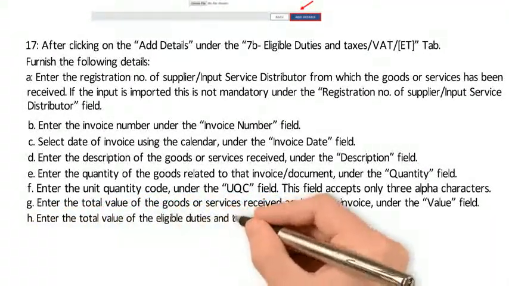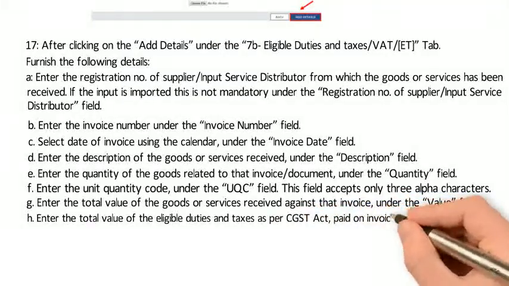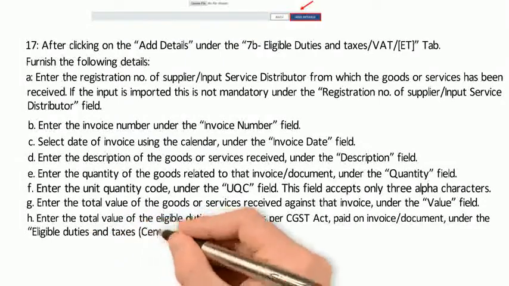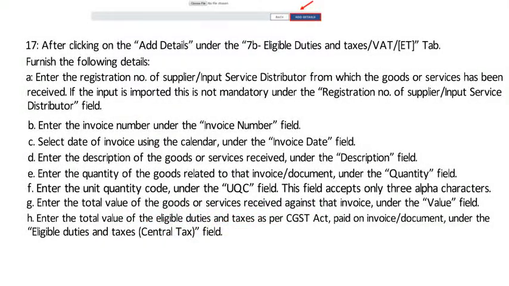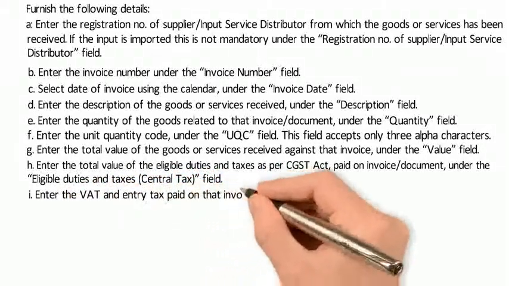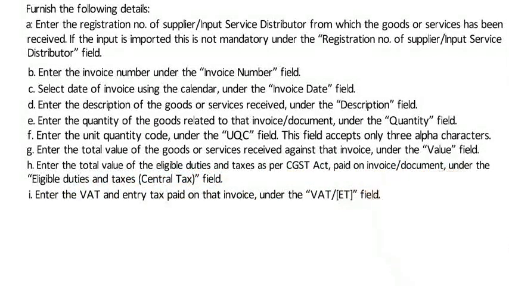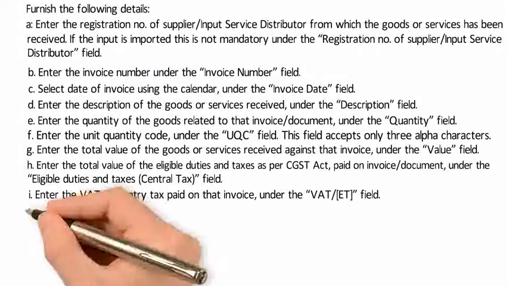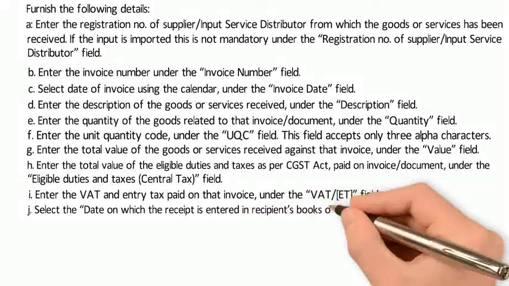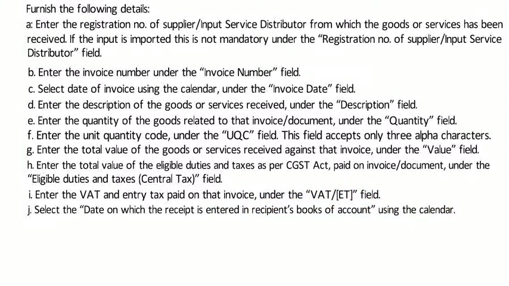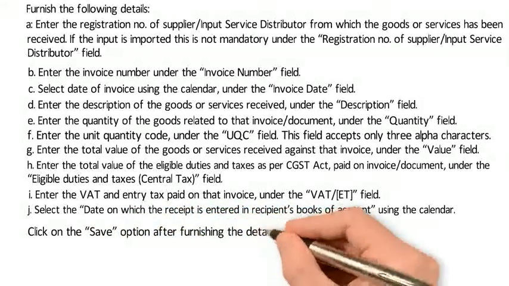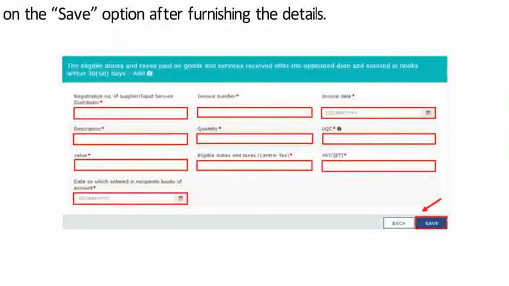H. Enter the total value of the eligible duties and taxes as per CGST Act, paid on invoice document, under the eligible duties and taxes, central tax, field. I. Enter the VAT and entry tax paid on that invoice, under the VAT/ET field. J. Select the date on which the receipt is entered in recipient's books of account using the calendar. Click on the Save option after furnishing the details.